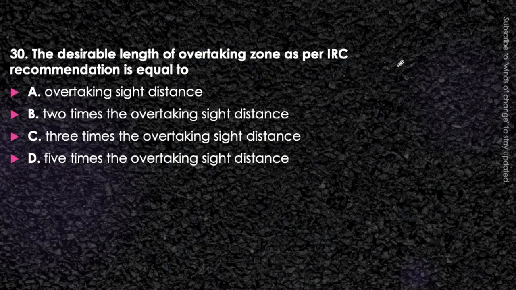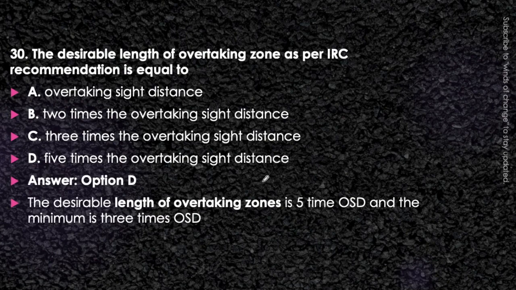Next question and last question of this video. The desirable length of overtaking zone as per IRC recommendation is equal to overtaking sight distance, 2 times the overtaking sight distance, 3 times the overtaking sight distance or 5 times the overtaking sight distance. Think about it, very easy question. We should know the answer because it is a very important question also. The desirable length of overtaking zone will be 5 times the overtaking sight distance. Usually this value ranges from 3 to 5 OSD. Minimum length of overtaking zone has to be 3 times, and desirable length of overtaking zone has to be 5 times of OSD. So it will be option D.